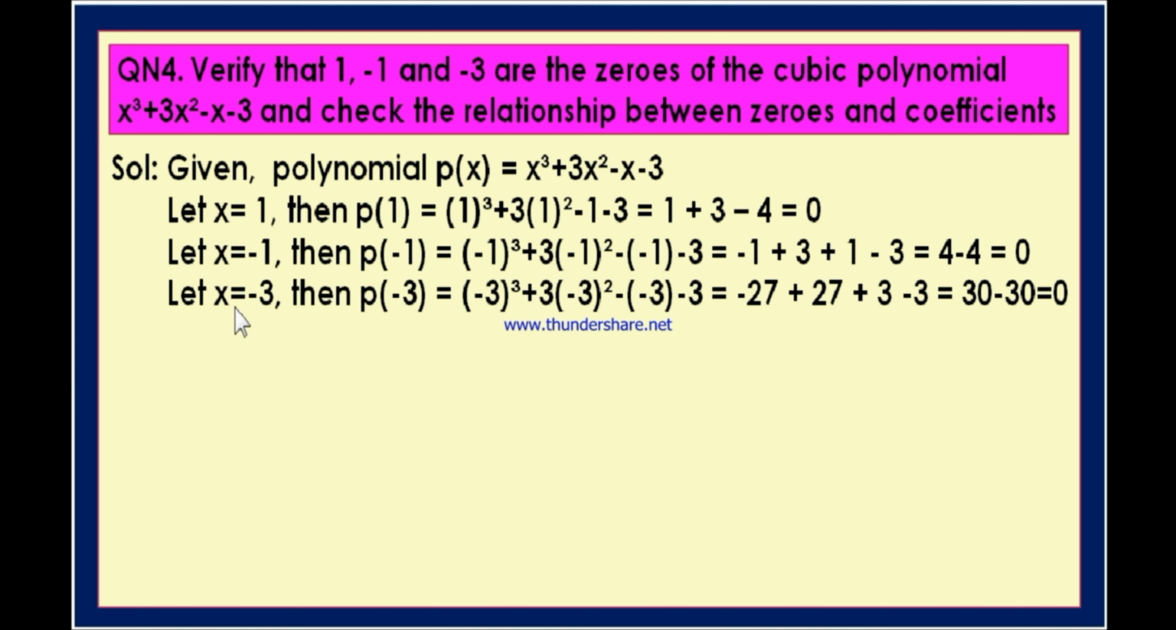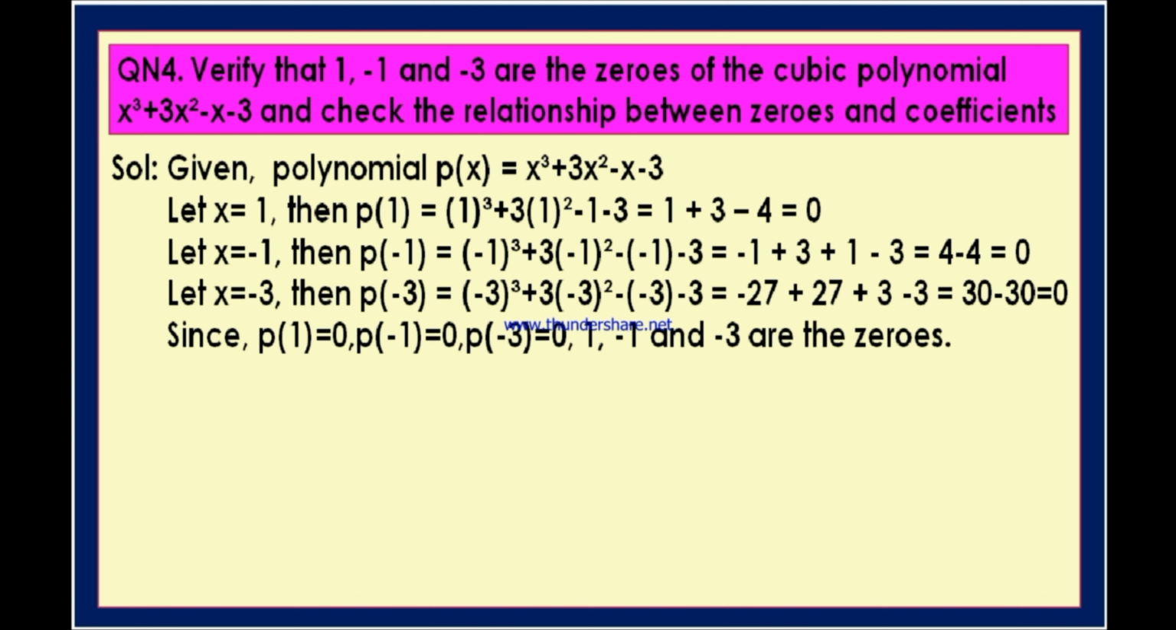Again, if we substitute x is equal to minus 3, we got the value of the polynomial 0. Since the value of the polynomial is 0 when you substitute x is equal to 1, x is equal to minus 1 and x is equal to minus 3, these 3 are the zeros of the polynomial. Since p of 1 is equal to 0, p of minus 1 is equal to 0 and p of minus 3 is equal to 0.